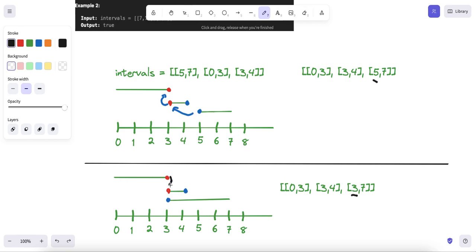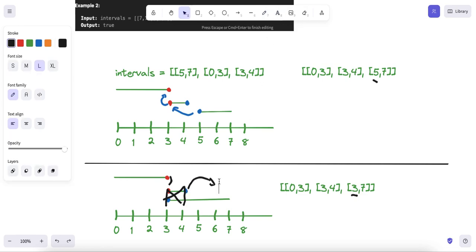And we move on. Then we go and compare the ending of the second interval with the beginning of the third interval. But we see that the second meeting ends after the third meeting begins. So we have a conflict here. And because of this, we would stop our algorithm directly and return false.